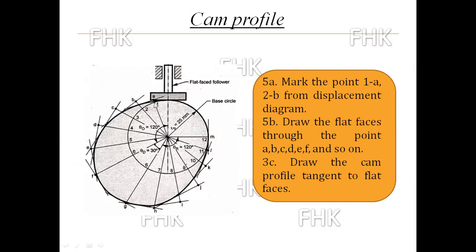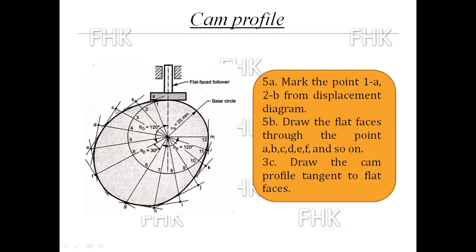So what is the difference between the previous session and this session? In the case of a flat face follower, you will mark 1a, 2b, 3c, 4d, 5e, 6f from the displacement diagram, and from these points you will draw the flat faces. From point A, draw the flat face which is perpendicular to this 0 1 line. Through point B, draw the flat face which is perpendicular to that 0 2 line.